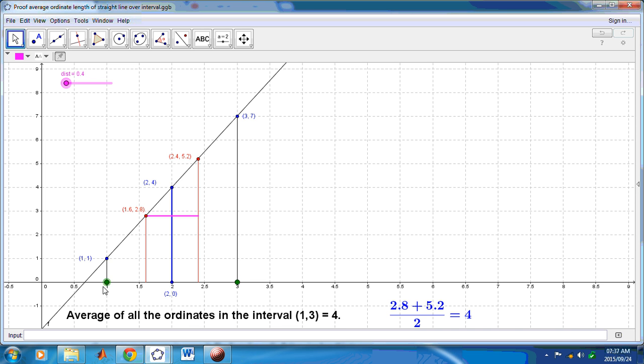And from this ordinate to this ordinate, the average of all these line lengths is this middle one here, which is 2.4. So what we do is we simply multiply 2.4 by 2, and then we have the area that is formed under the curve.